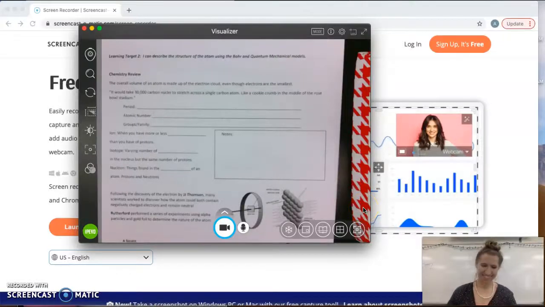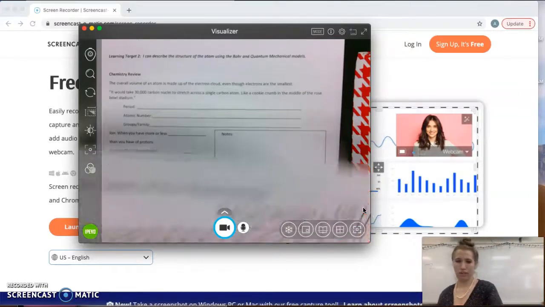Hi guys! So, learning target 2. Let's talk through some concepts, let's add to our notes, and then we have that activity that needs to be completed. Okay, so a little chemistry review. Period, atomic number, group / family.